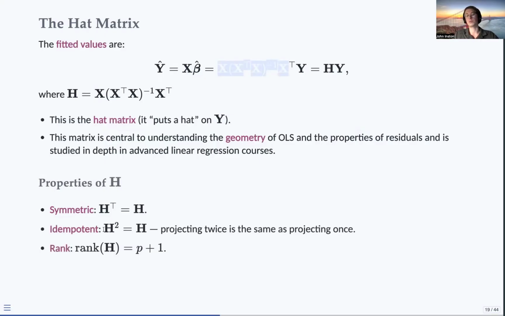It's idempotent, which is an important word. Applying this matrix twice is the same as applying it once. It makes no additional changes. It doesn't keep moving things along.